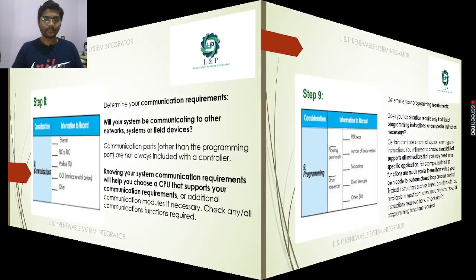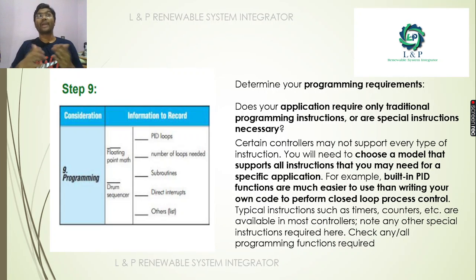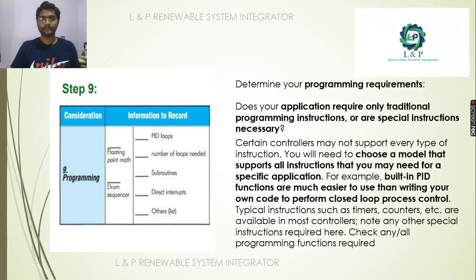Choose your communication wisely. Step number 9 is your programming. So determine your programming requirements. Does your application require traditional programming, or do you need special instructions? Choose a model that supports all the instructions that you need for a specific application. For example, if you want to do PID logic, a PID function for your application, make sure your controller has this facility. Otherwise, you need to add special devices for the PID programming. So make sure the controller that you choose satisfies your application perfectly.